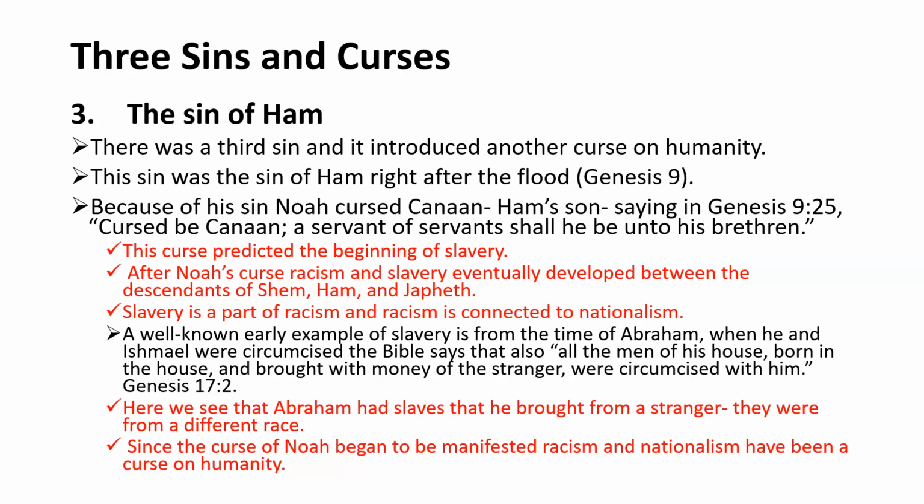If you look at a well-known example of slavery, it is from the time of Abraham, when he and Ishmael were circumcised. The Bible says that also all the men of his house, born in the house, which means these are his own descendants, and bought with money of the stranger. So these ones which are brought with money of the stranger, what are they?